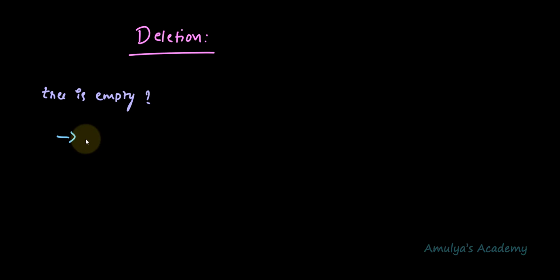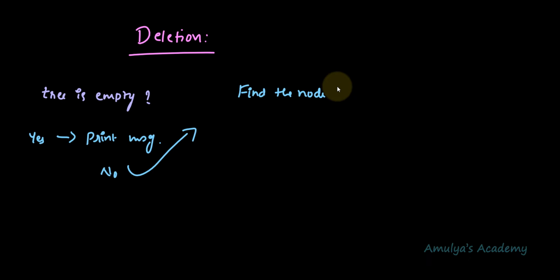If the tree is empty, we'll print a message and stop the execution of the deletion method. If the tree is not empty, then I need to find the given node in the tree. To delete the node, first we need to find the node, right? We need to check whether that node is present in the tree or not. If the node is present, we need to delete it. If it is not present, we need to print a message that the node is not present in the tree. So the second step is to find the node, and if the node is present, then I need to delete that node.